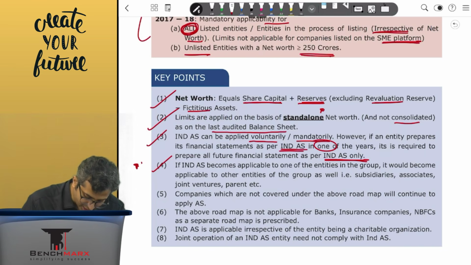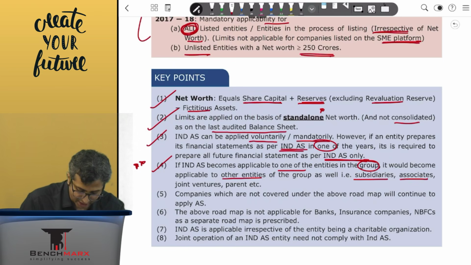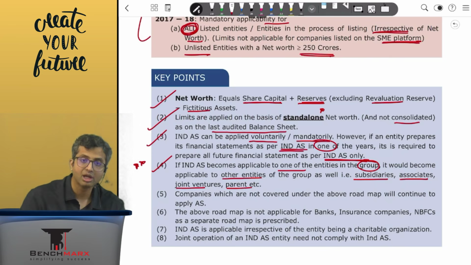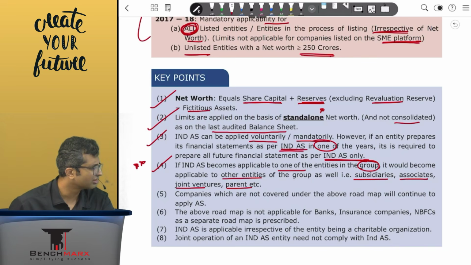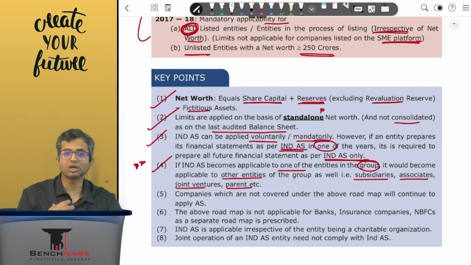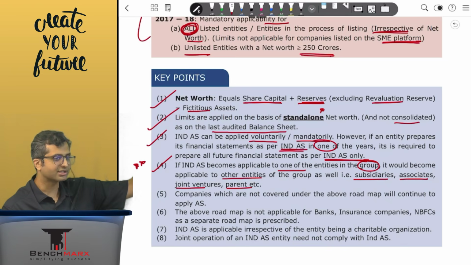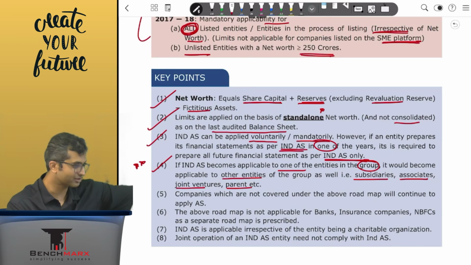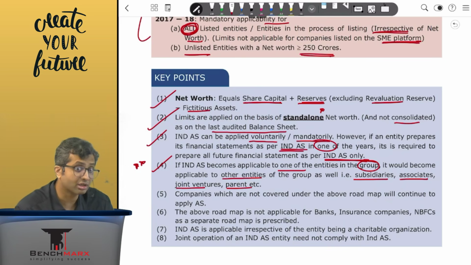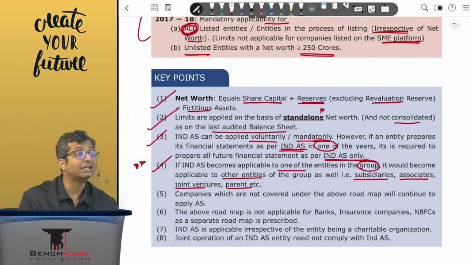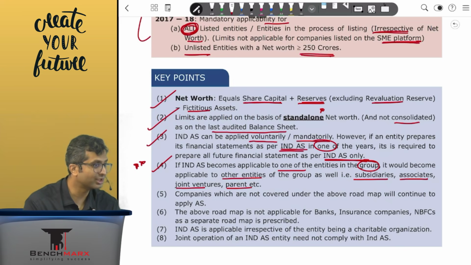Achha, this is important. If Ind AS becomes applicable to one of the entities in the group, it would become applicable to all other entities of the group like subsidiaries, associates, joint ventures, parent companies, everyone. There can be certain companies, I forgot the section, Section 8, charitable. Can your company also have a charitable company? Apparently Reliance has the Nita Ambani Foundation, which tries to do a lot of charitable things, but it is still under the hold of Reliance. It is a Section 8 company, but a company at the end of the day.